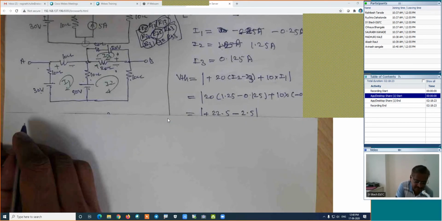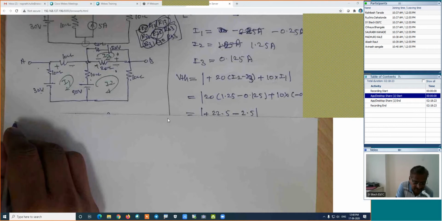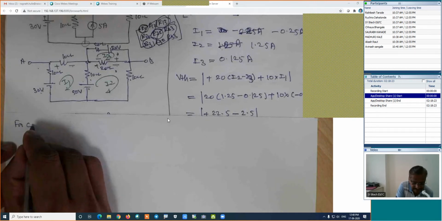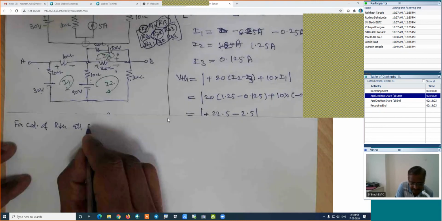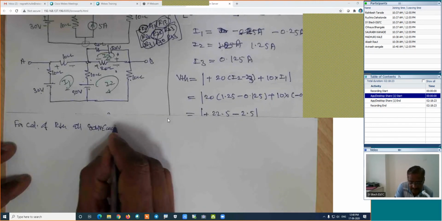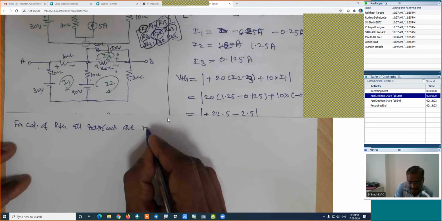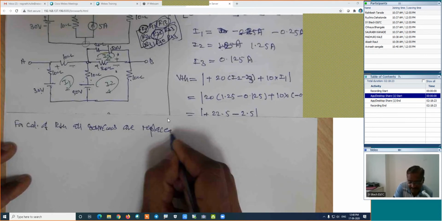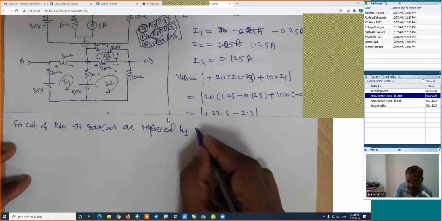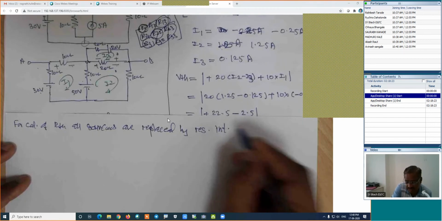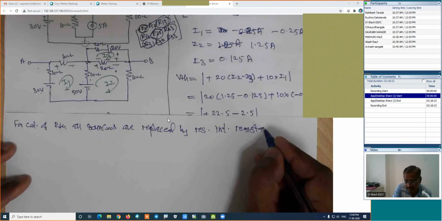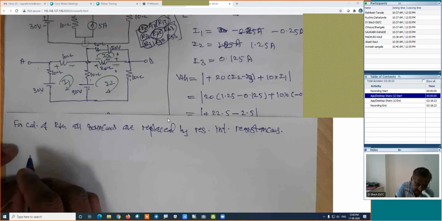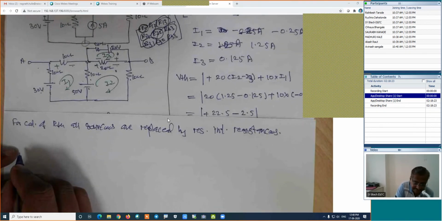Here, for calculation of RTH, all sources are replaced by respective internal resistances. Is it right? I will draw this figure.